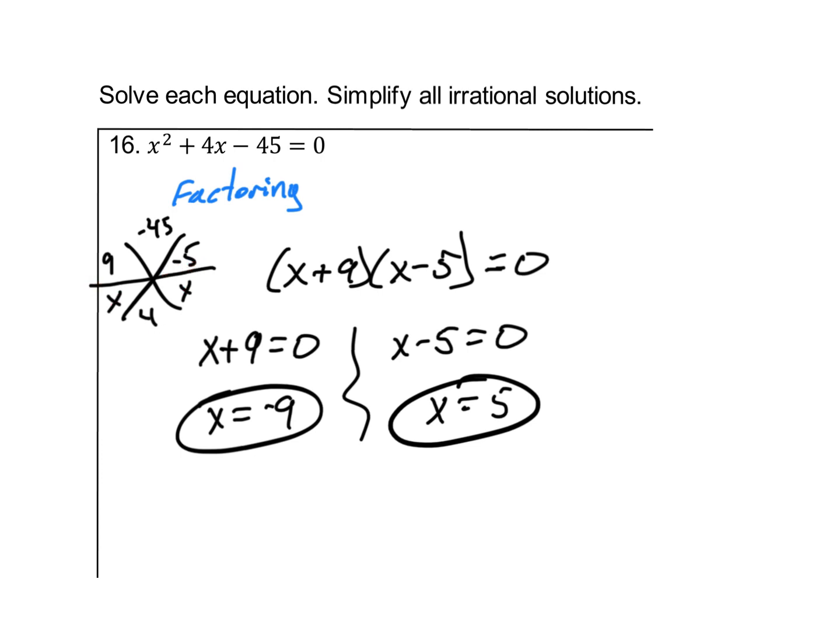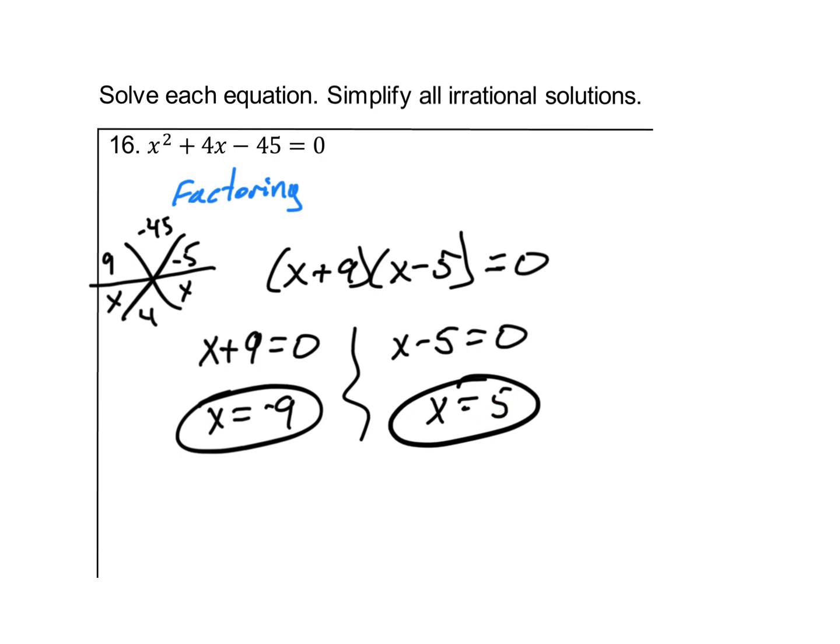Then we just put that over the 1x, so we have our factor. This first one here is x plus 9. The second one is x minus 5, and that equals 0. Set each individual factor equal to 0. X plus 9 equals 0. Then you just subtract 9 from both sides. You got x equals negative 9. X minus 5 equals 0. You'll add 5 to both sides, and you'll get x equals 5.